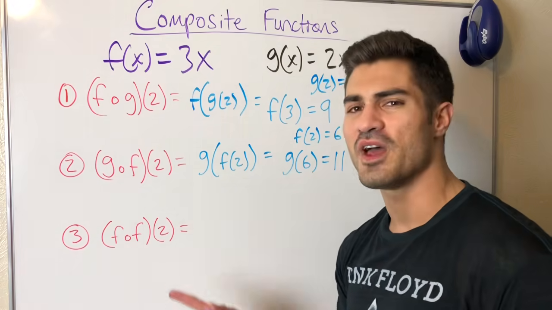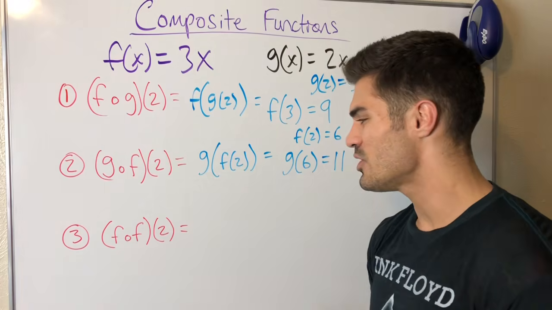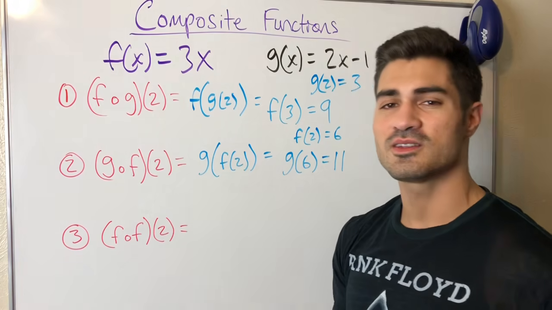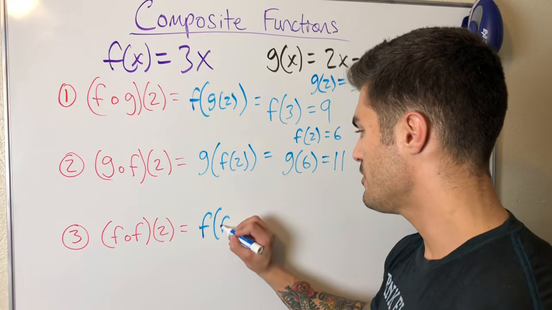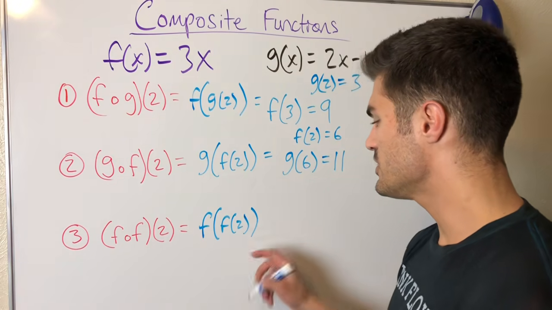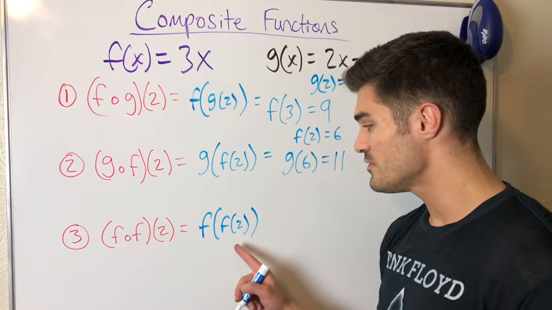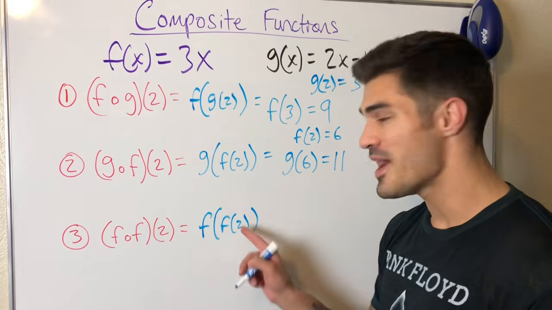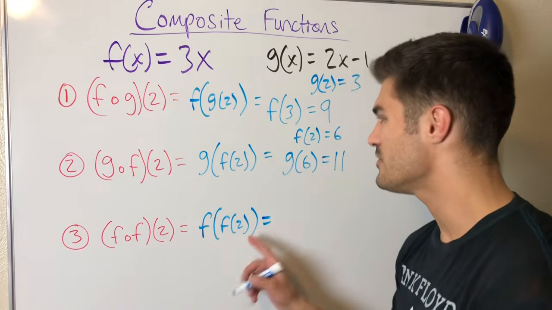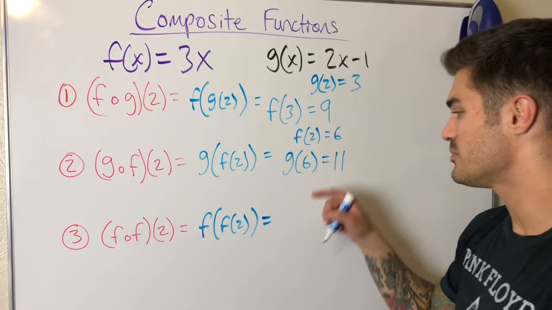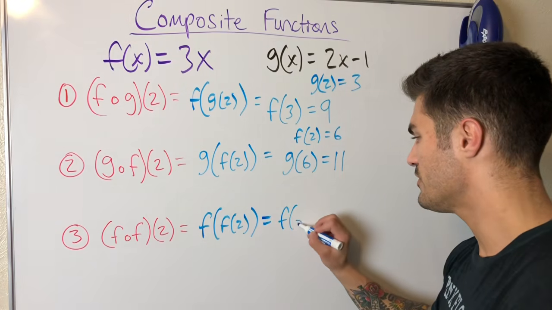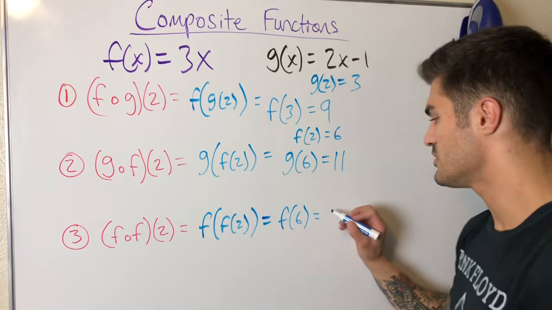What about this f of f of 2? Well, you can actually compose a function with itself. So I'm going to go ahead and rewrite it. F of f of 2. So I basically plug 2 into f. Whatever I get out, I plug that back into f again. So what is f of 2? That is just 6. We've already found that up here. So I really now have f of 6, which is what? 6 times 3, that's 18.